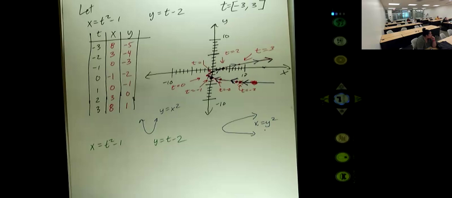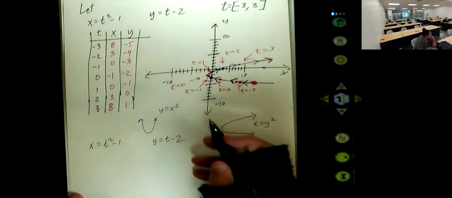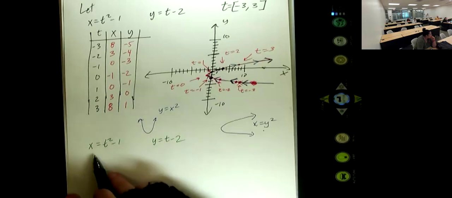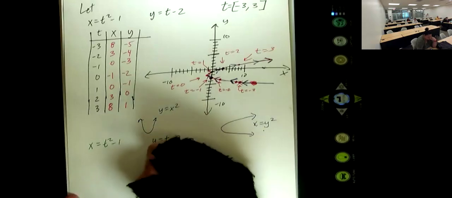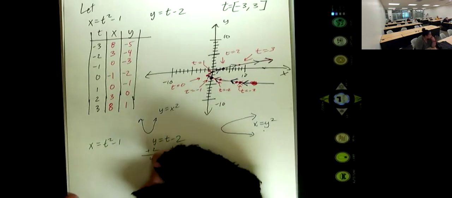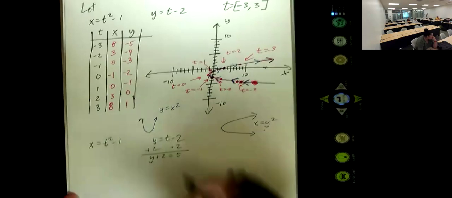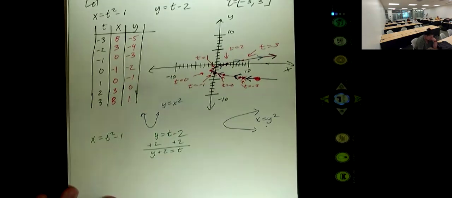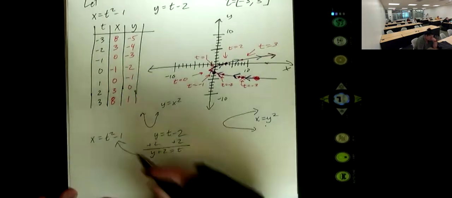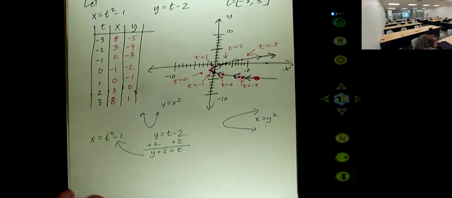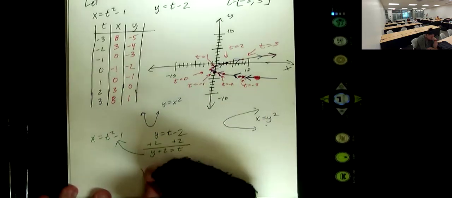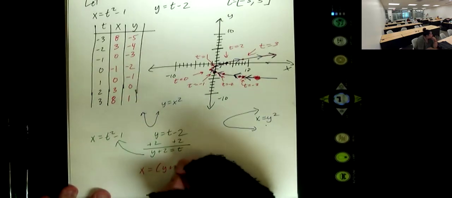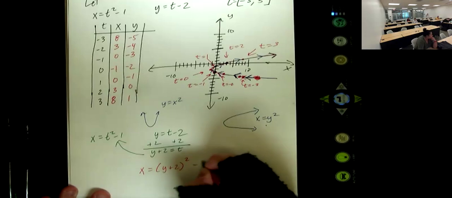Set one of the equations equal to t, plug it in together, substitution. It looks like if I do it with this one, I'm going to have some square roots, so forget all that. So let's do it on this one. And I get y plus 2 equals t. And if I replace that up there, it looks like I'm getting x equals y plus 2 squared minus 1.